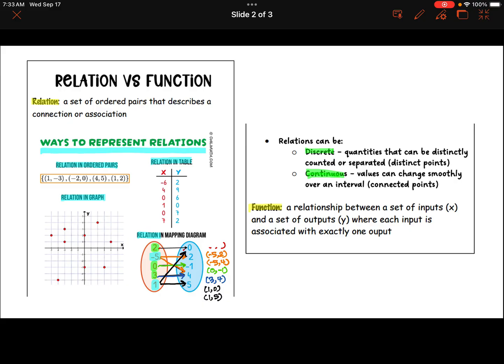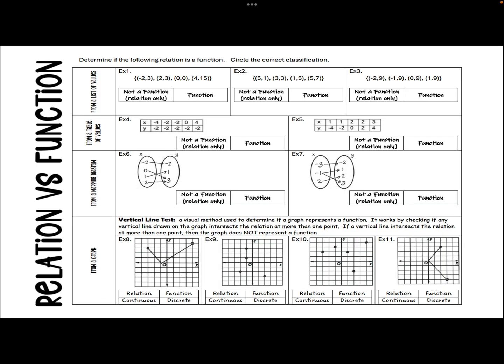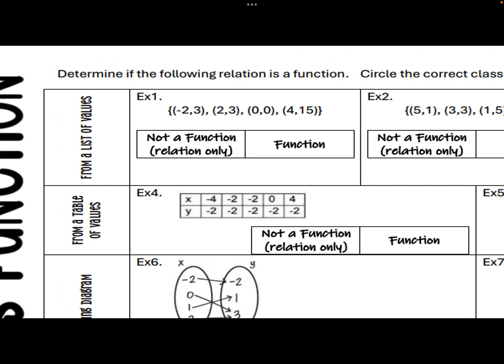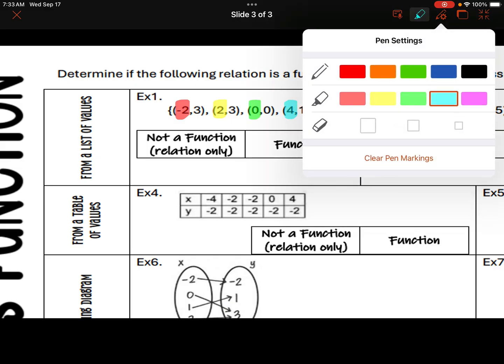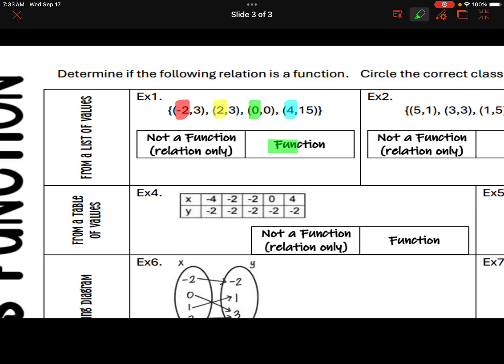So now we're going to go into our foldable and we're going to start applying these 4 words. Okay, so I am looking through my set of points and I see that each input in this set of ordered pairs is unique. So none of my input values are repeating, which means I know that this is going to pass the function test.